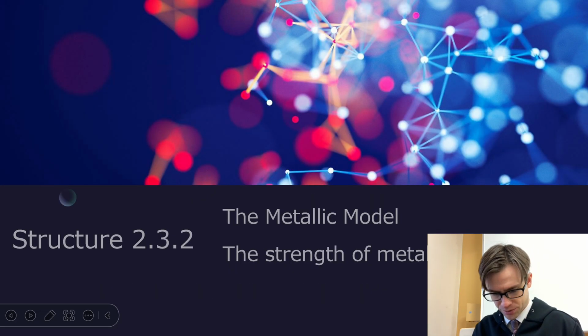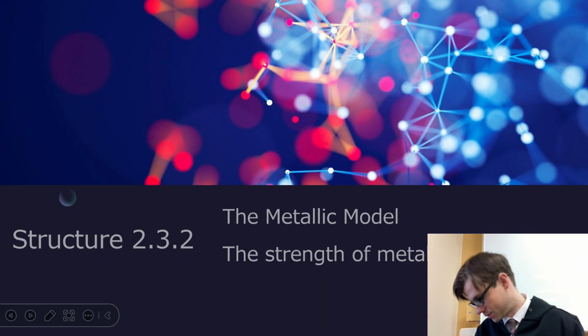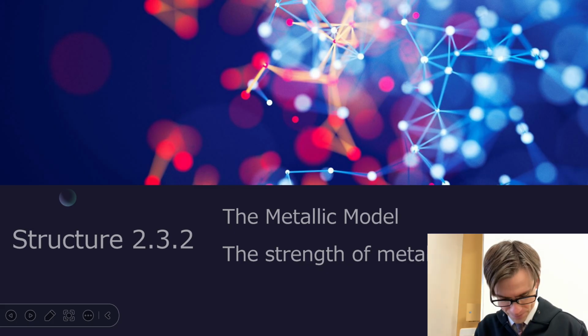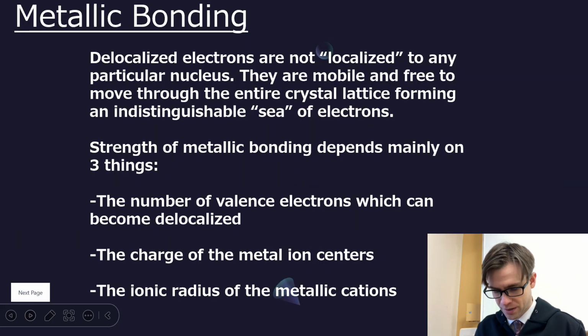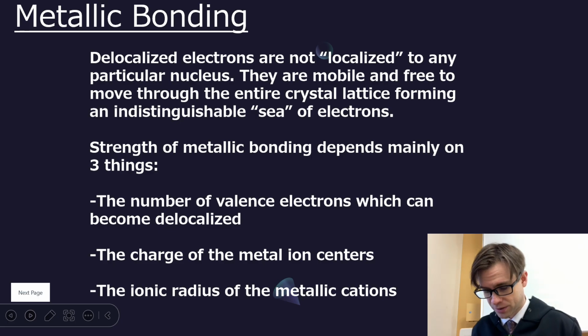So we will just go through 2.3.2 as well quite quickly. This is to do with the strength of metallic bonds. How do we find out which are stronger or not, or predict? So metallic bonding, delocalized electrons are not localized to any particular nucleus. They are mobile and free to move through the entire crystal lattice, forming an indistinguishable sea of electrons.